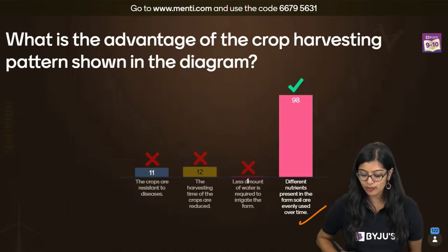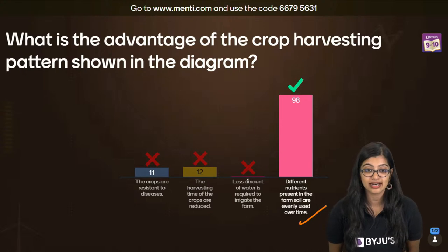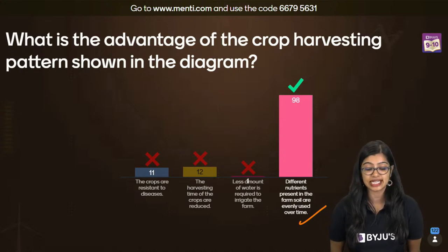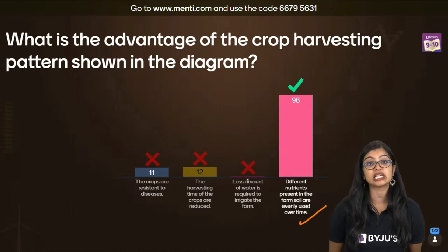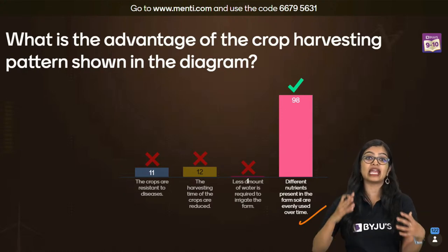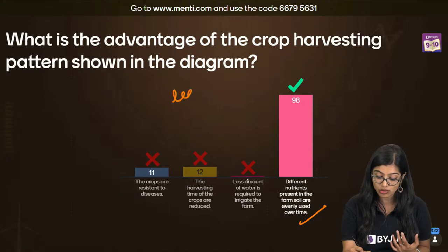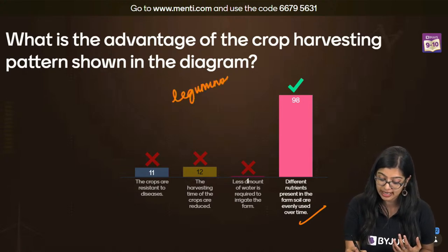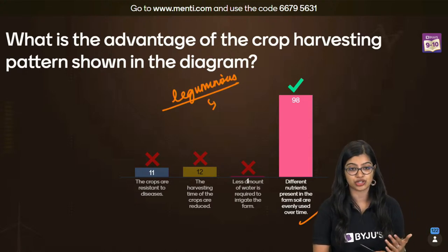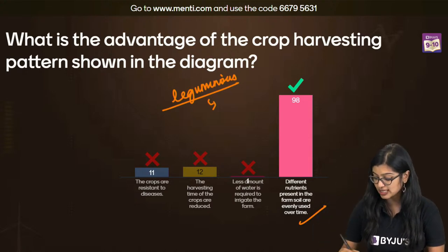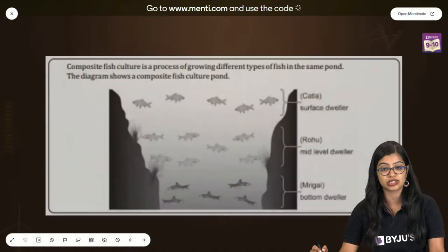Very good, all of you. Very good and well done. The correct answer here is option D. Different nutrients present in the soil are used evenly. And that's why normally in crop rotation we also use leguminous plants, because at the end of the day, leguminous plants enrich the soil with nitrogen. Which is why in this case, the correct answer here is option D.